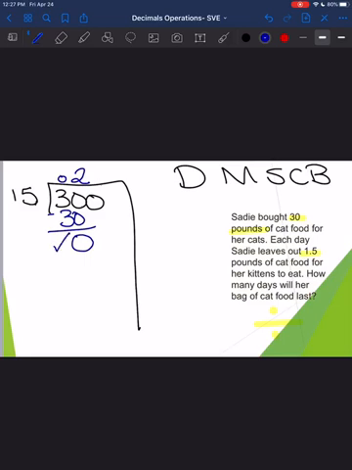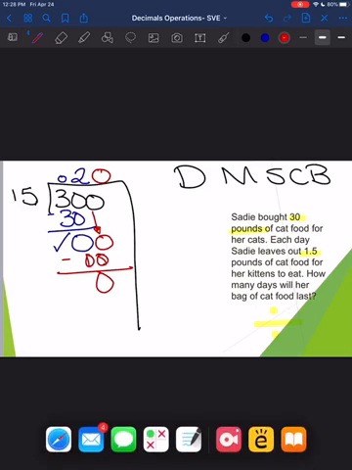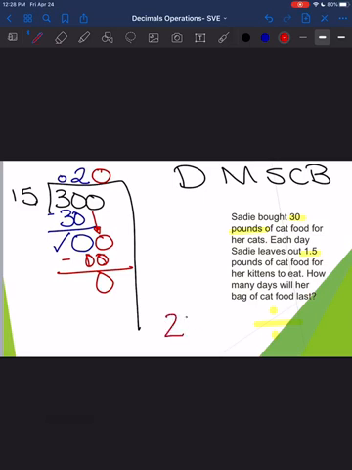Yes, it is. And although it is a 0, I still have to bring it down because it is a part of the number. It's a part of the amount that I have to divide. And I need to put, well, how many groups of 15 can I get out of 0? Which is 0. 15 minus 0 is 0. So, how many days will the bag of cat food last? The bag of cat food will last 20 days. Not 2 days, it will last 20 days. So, that's why we still have to bring down the other 0.